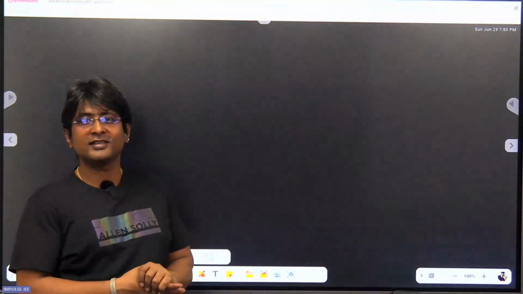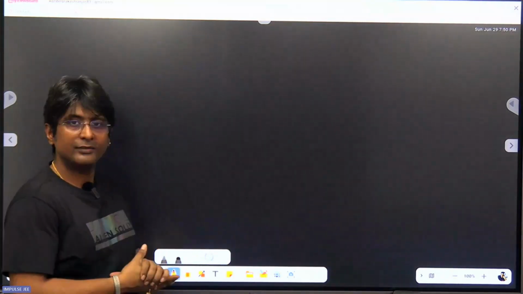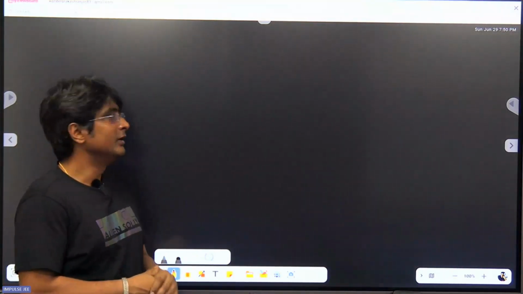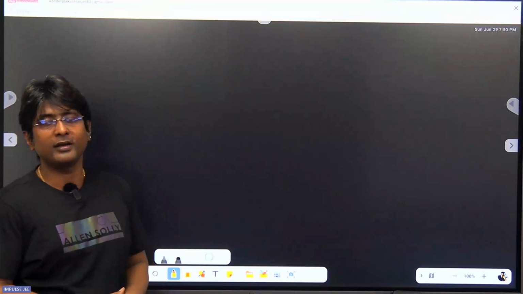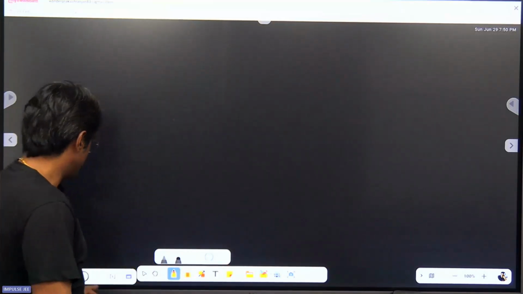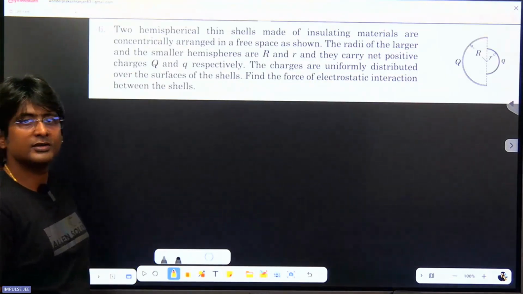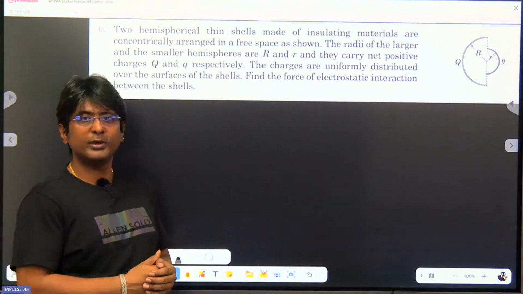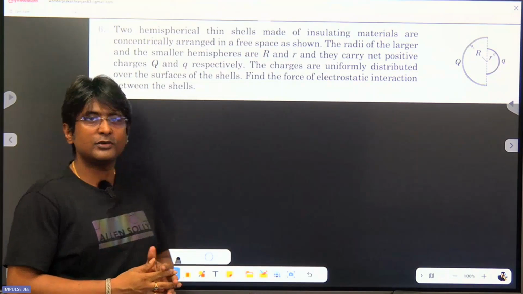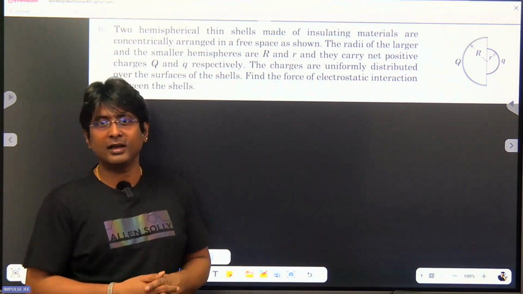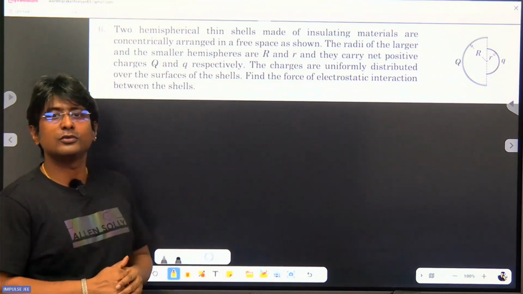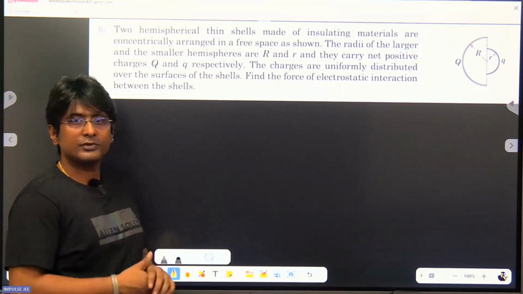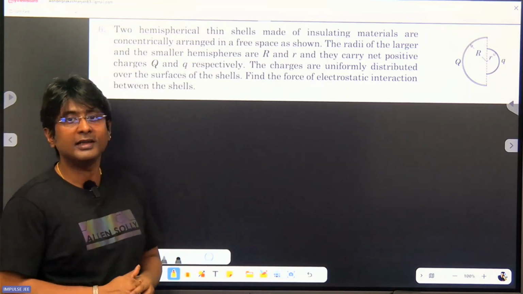Today I am going to discuss again some problems from Pathfinder Physics for Olympiads, from the electrostatics topic. I am going to share a question you might have seen earlier, but today I will solve it through the superposition method. But I request my students attending my class to attempt this question through the pressure method, as that method will be quite easy.